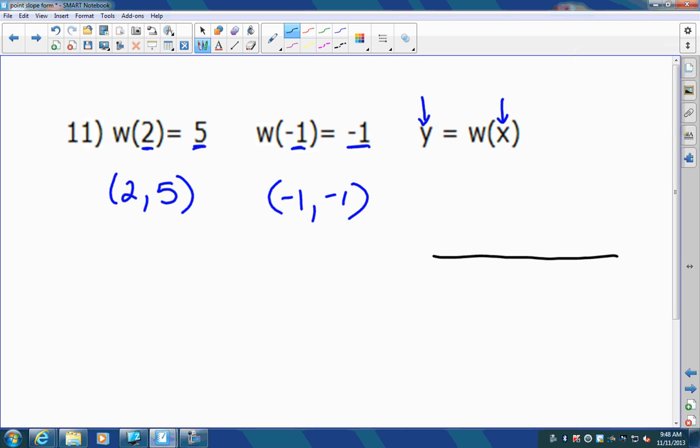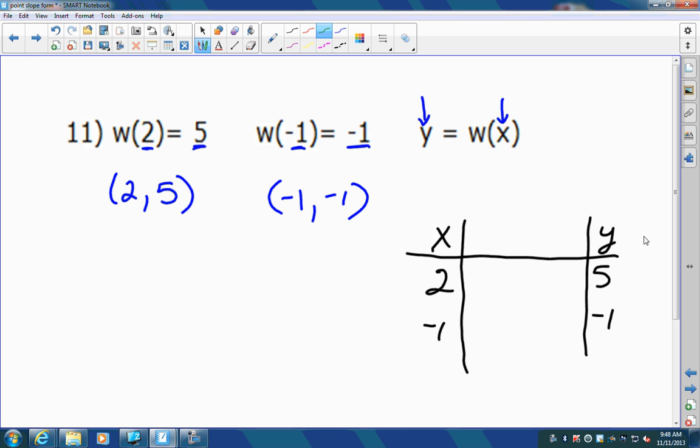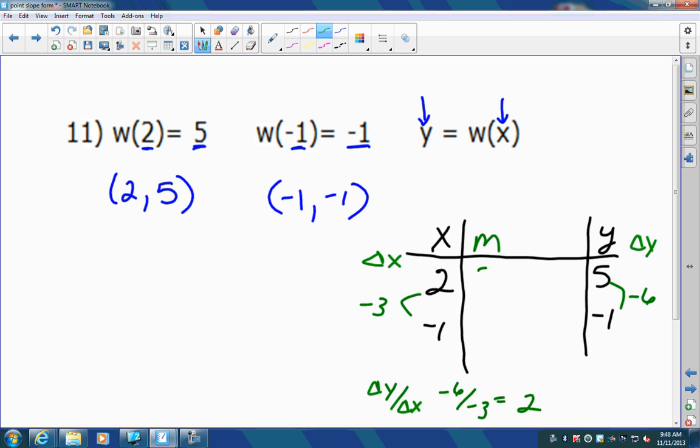So what you were supposed to do is build a table and put in your X and your Y numbers to where I have 2, 5 and -1, -1. Delta Y, the change in Y, -6. Delta X, going down, that's -3. Delta Y over delta X, -6 over -3, that's +2. So my slope is 2.